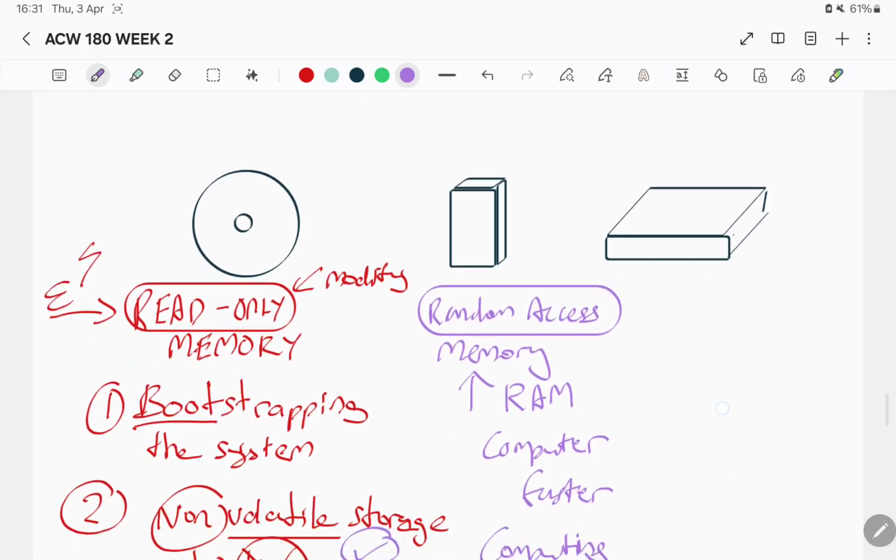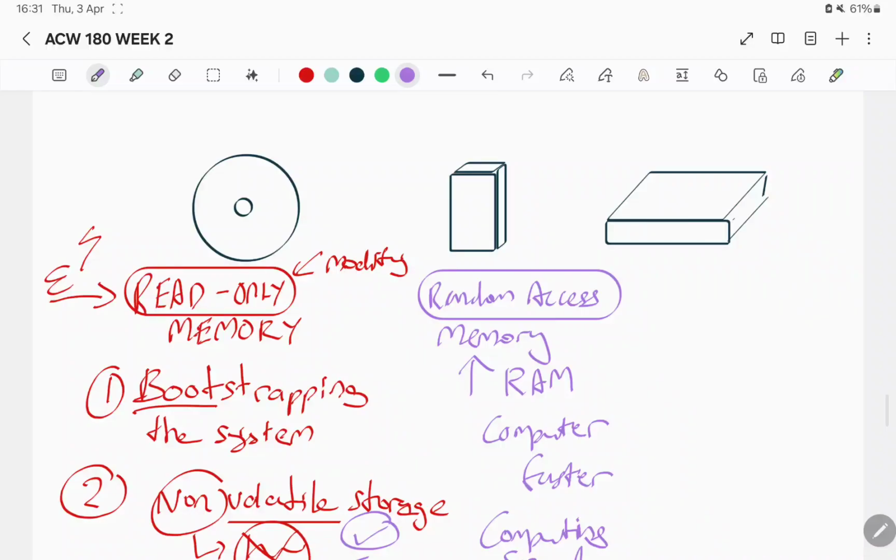Then we got the final one over here, which is the storage. Storage over here is memory that holds the data for a long term. You have the HDD, hard disk drive, and the SSD, solid state drive, and there's this one, NVMe, which is the non-volatile memory express SSD.